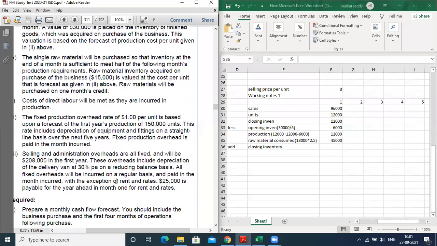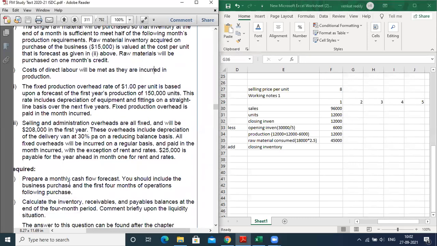So selling and distribution overheads are all fixed and will be $2,08,000 in the first year. So the overhead include depreciation of delivery van at 30% per annum on reducing balance basis, and all fixed overheads will be incurred on a regular basis and paid in the month incurred. So with the exception of rent, rates and taxes, and $25,000 is payable for the year ahead in the month for rent and rates. So this is the information.